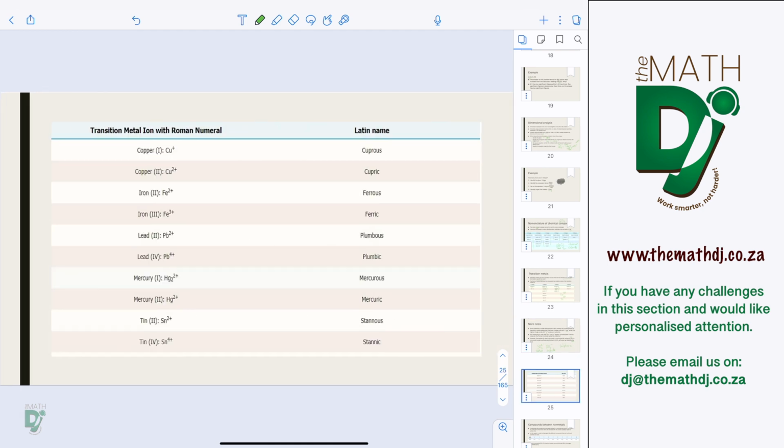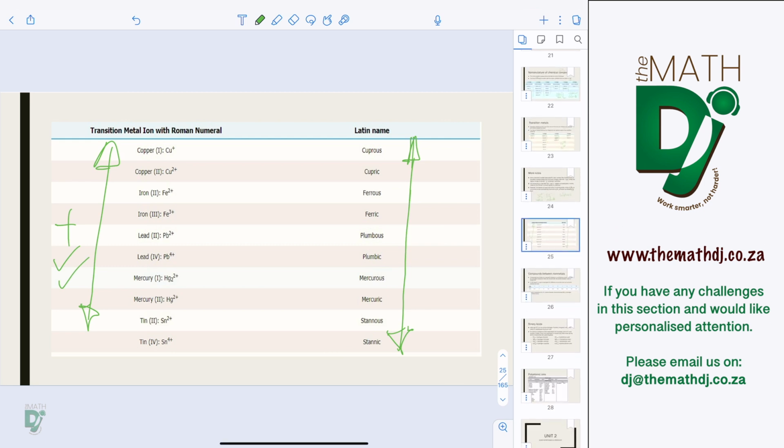For example, instead of using, say, copper 1, you can say cuprous. Then if it's copper 2, you can say cupric. But I would advise you to stick to the Roman numerals. These are simpler and they don't confuse you. But if you just want to increase your knowledge, you can try to remember this. If you stick to the Roman numerals, you are more than fine. This is just in case you are reading a certain book and they say cupric, then you know it's copper 2.